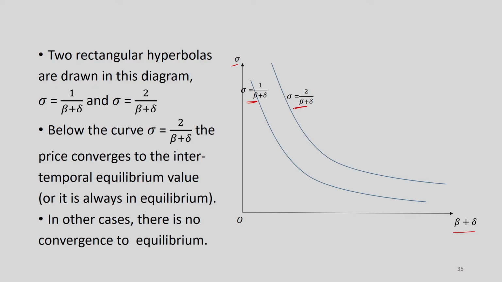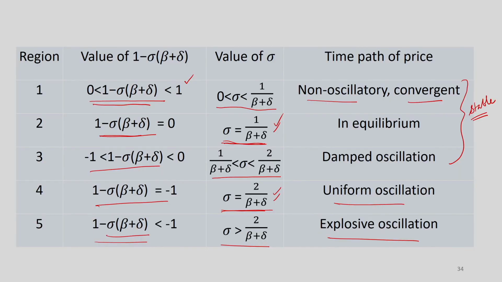Sigma is equal to 2 divided by beta plus delta and sigma is equal to 1 divided by beta plus delta. Both of them are of the form x multiplied by y is equal to k, that k here is 2 and here is 1, and we know that is the typical equation of a rectangular hyperbola. So, these two rectangular hyperbola will help us demarcate these 5 cases. As we can see that the unstable cases are these: either sigma is equal to 2 divided by beta plus delta, or sigma is strictly greater than 2 divided by beta plus delta.